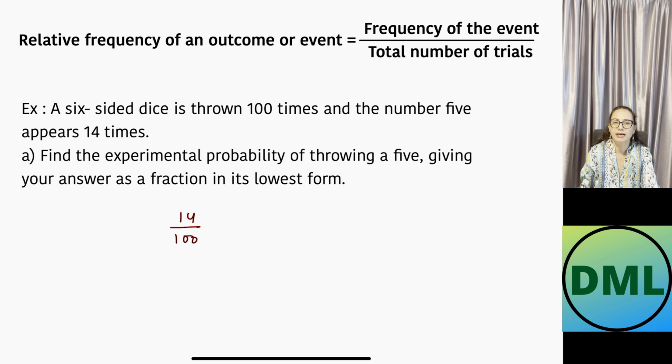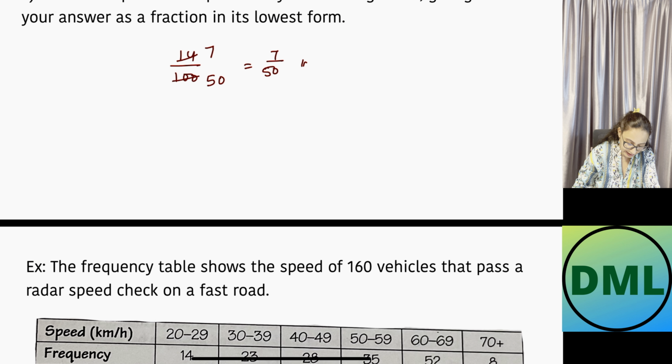I need to give my answer in the lowest form. I have to cancel it with 2. So 2 7s are 14 and 2 5s are 10 and 0. My answer is 7 by 50. That will be your answer. Let's see the next example here.